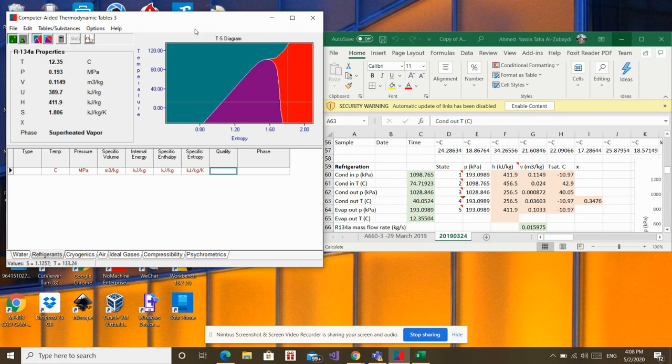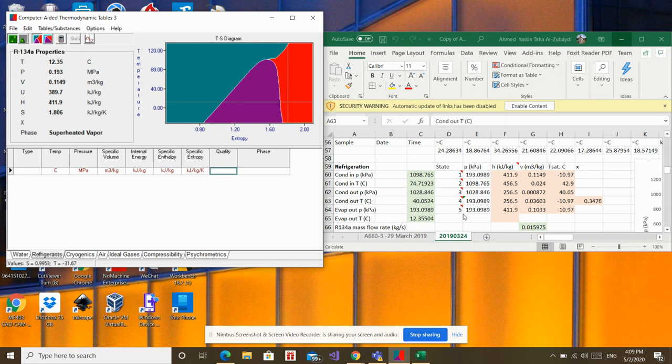This is the CATT software. Again, to put these things in parallel, I found the parameters for the points 1 to 5. And to remember what points 1 to 5 are, number 1 is going to be the inlet of the compressor unit. Number 2 is going to be the outlet from the compressor and inlet to the condenser. Number 3 is going to be the outlet from the condenser unit to the expansion valve. Number 4 is going to be from the expansion valve to the evaporator unit. And number 5 is going to be the exit from the evaporator unit.